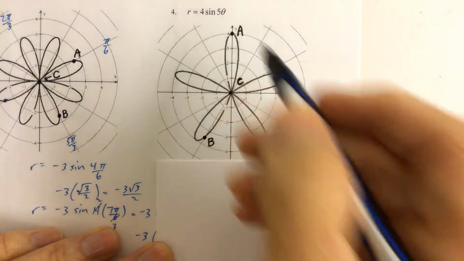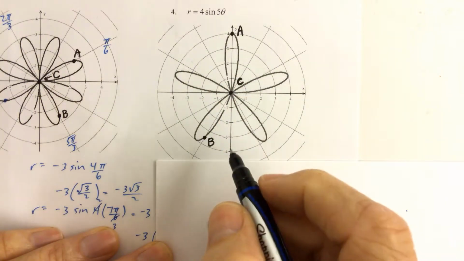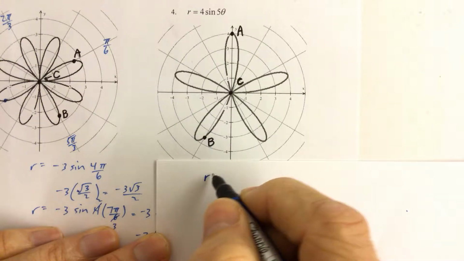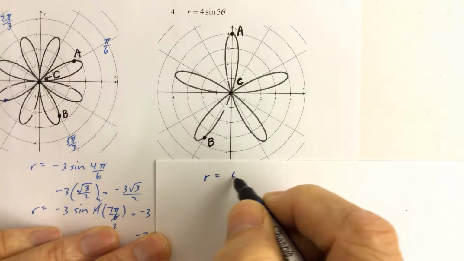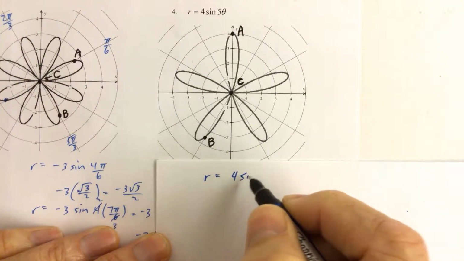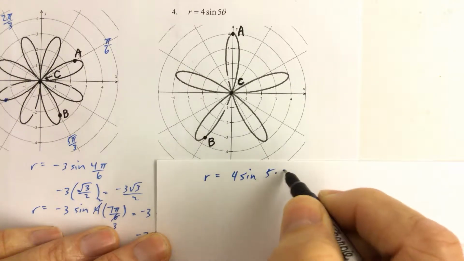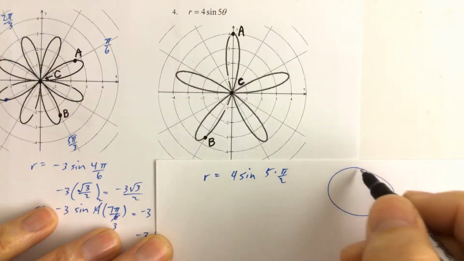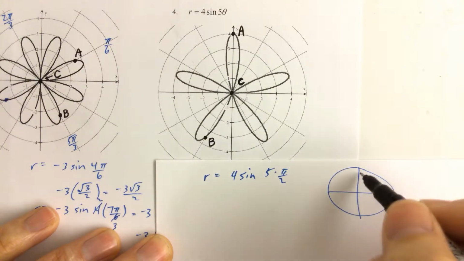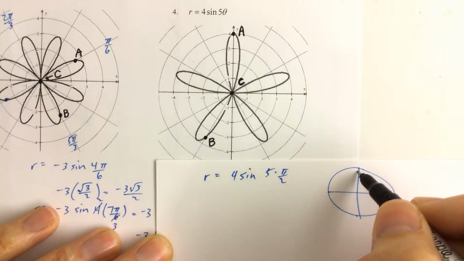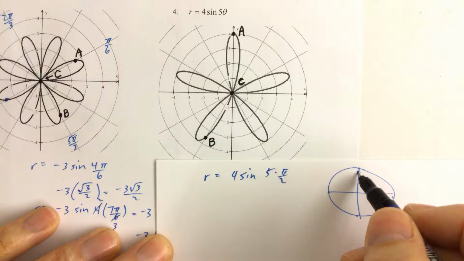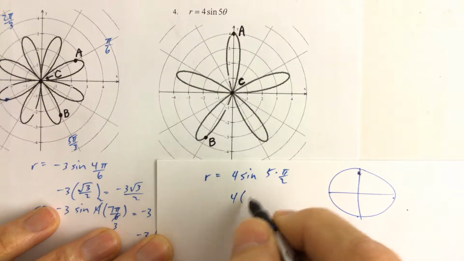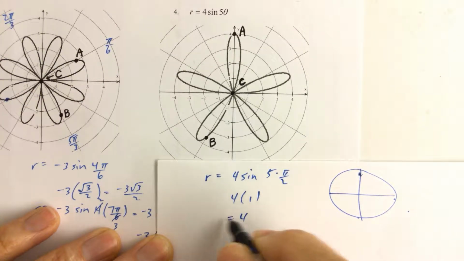So let's look for the coordinates for point A, and the first thing I would do here is plug in pi over 2 for theta, and let's see what we get. It's 4 times the sine of 5 times pi over 2, and 5 pi over 2, looking at the circle, 1, 2, 3, 4, 5, we're back up there at the same angle as pi over 2. So the sine of 5 pi over 2 is the same as the sine of pi over 2, which is 1. And so r is 4.